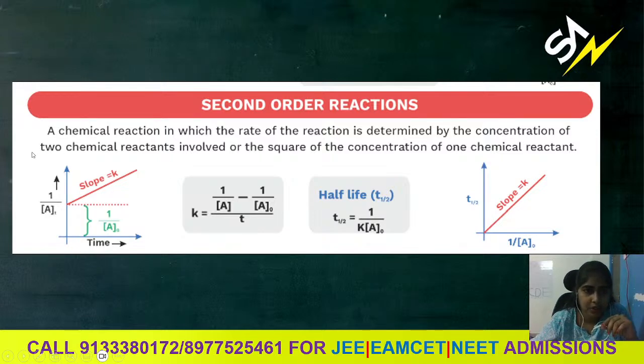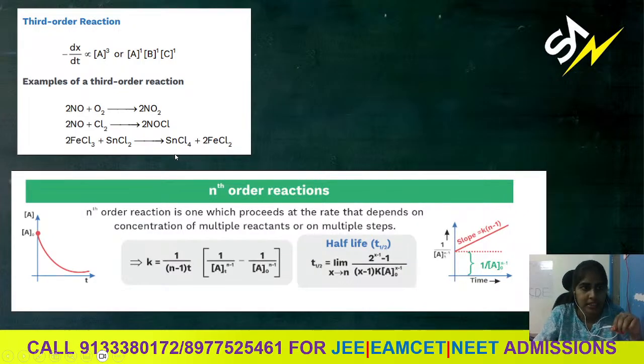This is the graph showing second order reaction with slope k, intercept 1 by A naught, and this is the graph of 1 by concentration of A at time t. Time is shown on x axis and 1 by concentration of A at time t is shown on y axis. So this is the small preview of our last class. Let us continue our class.